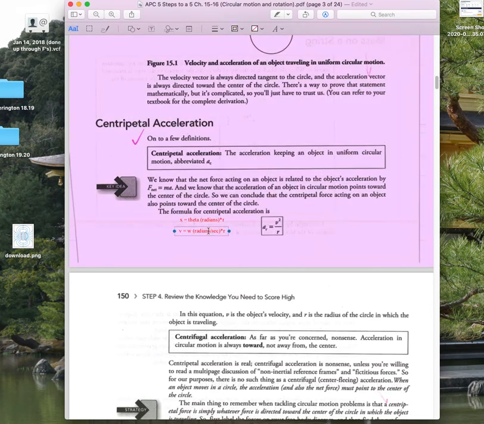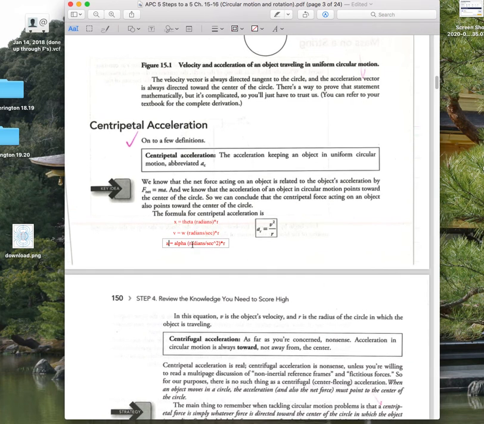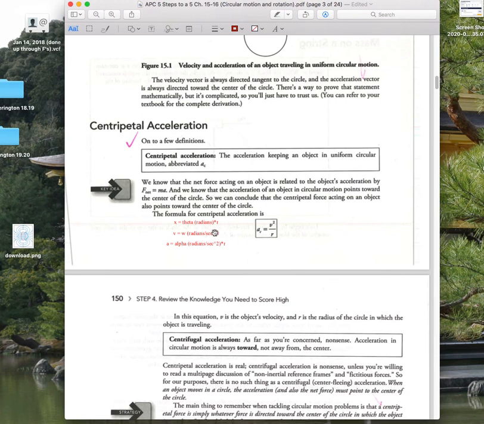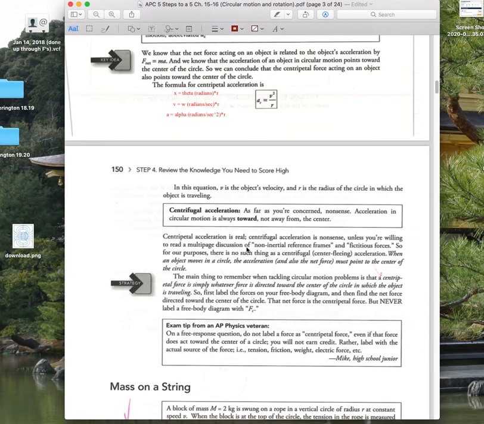And then finally, angular acceleration is alpha times r. So that's radians per second squared. And so then you could go and rearrange those, obviously. So omega is equal to v divided by r and things like that.